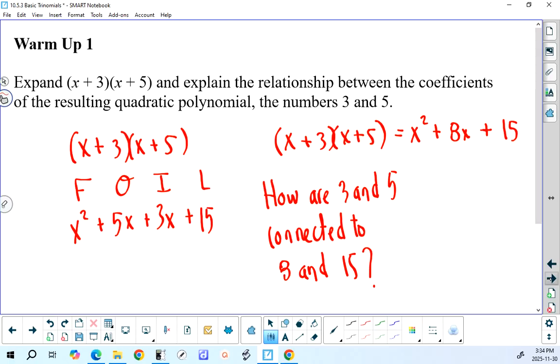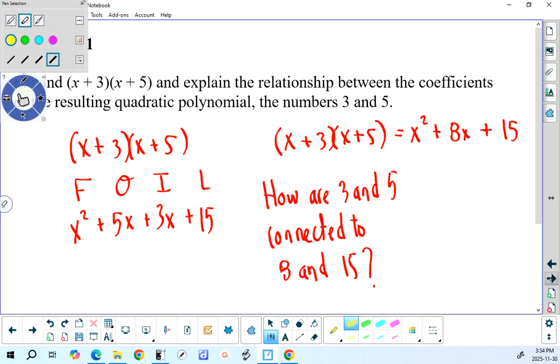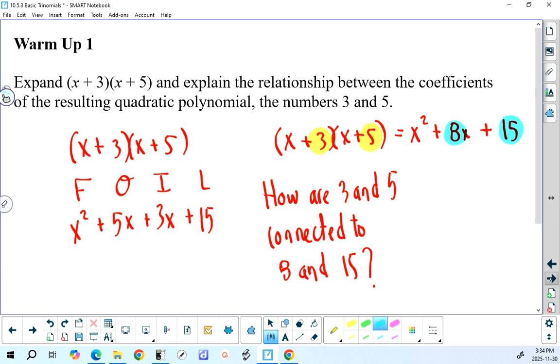What's the connection between the two numbers that I'm going to highlight in yellow and the two numbers I highlight in blue? And there is a connection. If I take the two yellow numbers and I add them together, I get the number in front of x. And if I take the two yellow numbers and multiply them, I get the constant term in that trinomial.